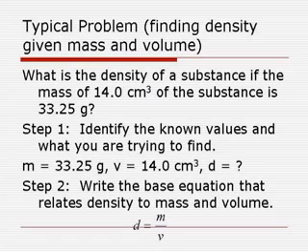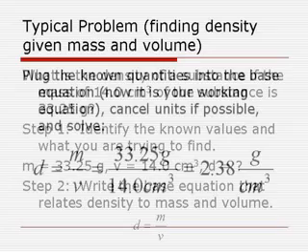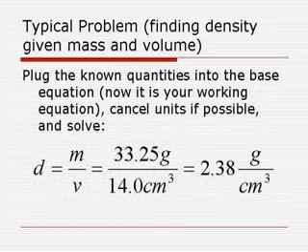Once we have what we know and what we don't know written down from the problem, we can then go on to step 2, which is to write the base equation that relates density to mass and volume, and that is d is equal to m divided by v. Once we have the base equation, in this case the base equation and our working equation are going to be the same. We don't have to do any rearrangements of the variables to solve.